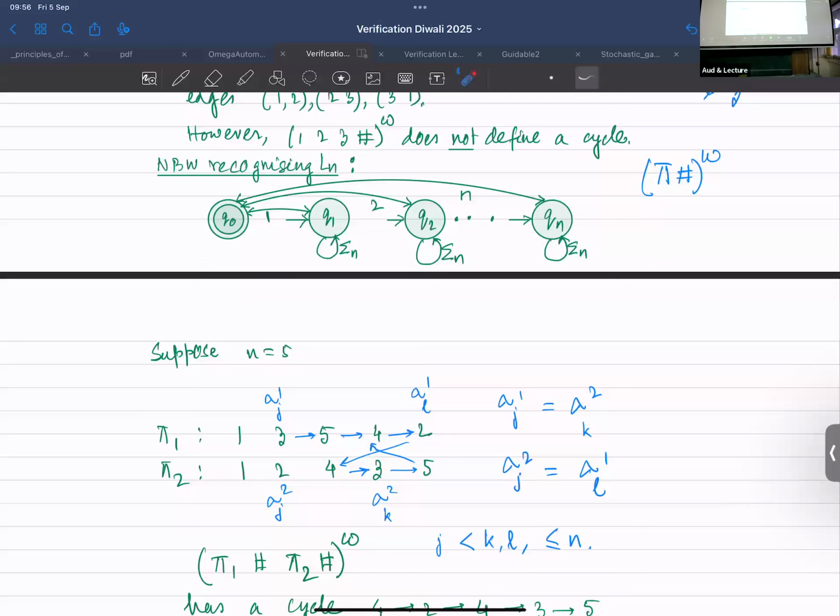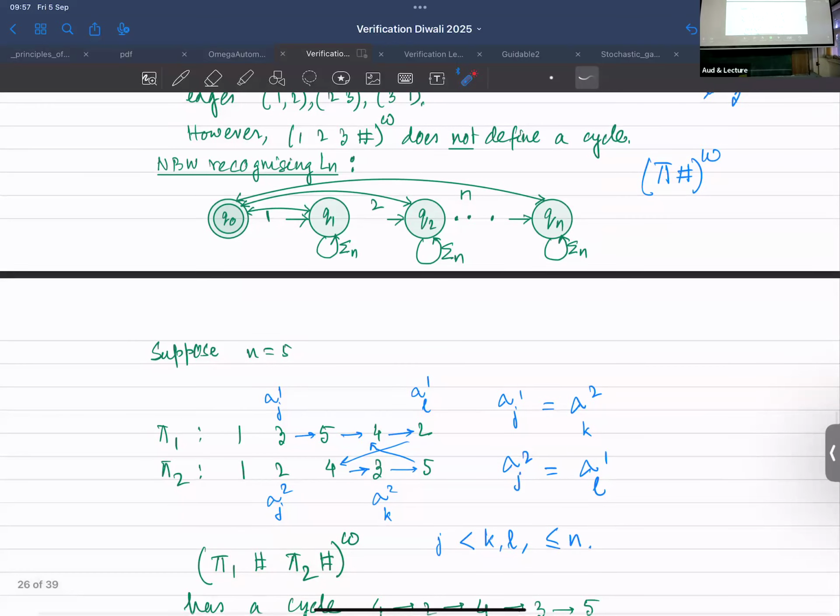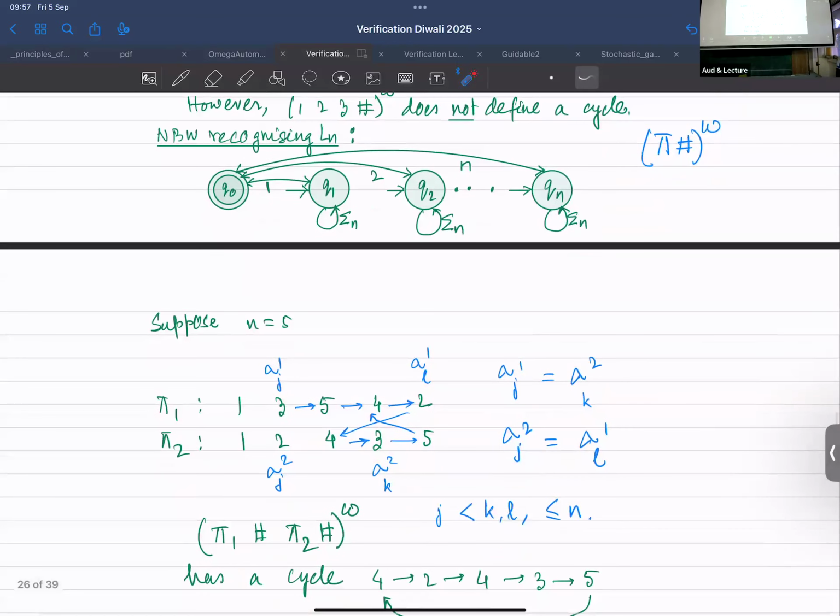So essentially here you can still find a cycle. There is a cycle in the underlying graph for this word. And can we argue why such a cycle should exist for a word of this form? Why such a cycle should exist? So let's see. I mean, this argument is not too difficult.